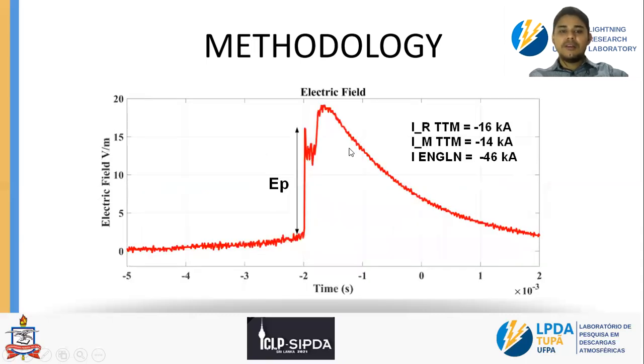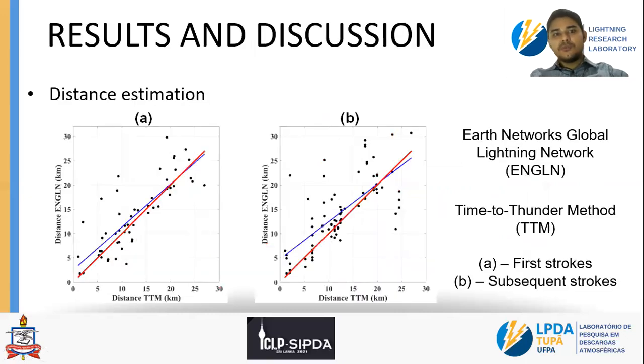And here is an example showing how we measured the electric field peak. Now moving to the results and discussion, I will show first the distance estimation. So here A is the scatter plot of distance estimation using our method versus the distance reported by the Earth Networks Global Lightning Network. A is for first strokes, B is for subsequent strokes.